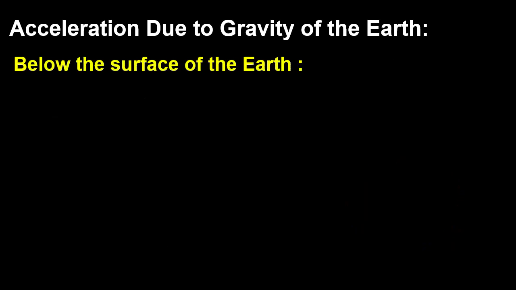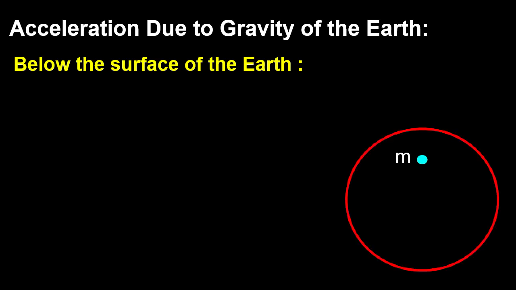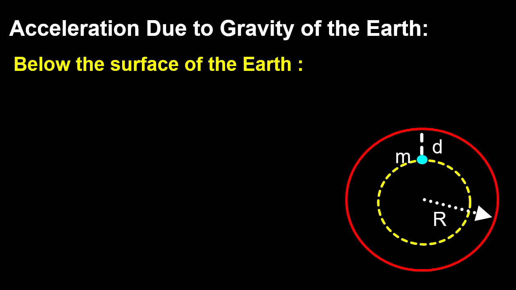Below the surface of the Earth, let us consider a point mass m which is present at a depth d below the surface of the Earth. Consider the radius of Earth as capital R and mass capital M. Therefore, the gravitational force on point mass m will be due to the smaller sphere of radius R minus d, whose mass, M dash, is concentrated at the center.